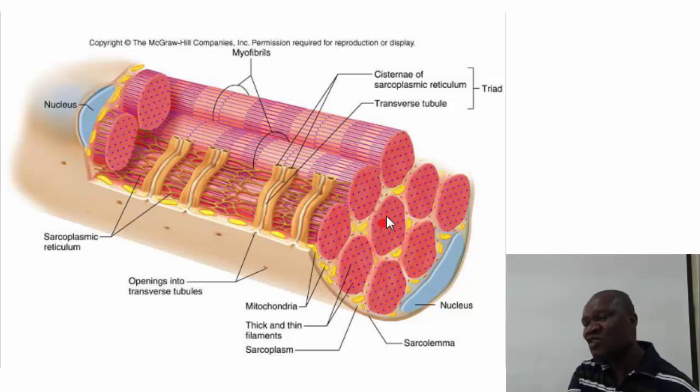Now, the central portion of the muscle fiber is occupied by the myofibrils. So these are the myofibrils, which have pushed the nucleus to the periphery, the nuclei to the periphery. The skeletal muscle fiber has a lot of mitochondria, you see, which are also at the periphery.